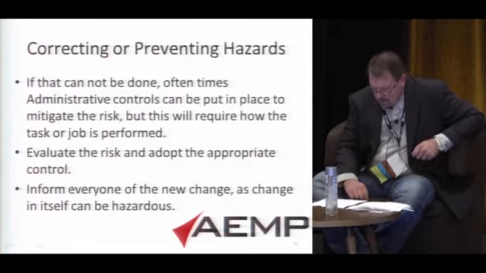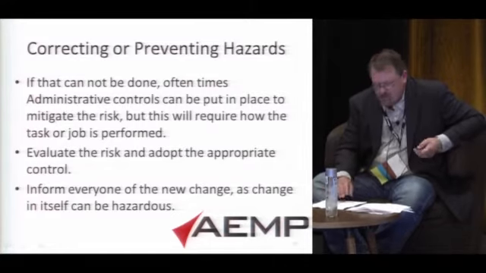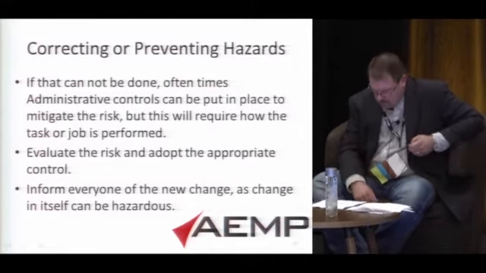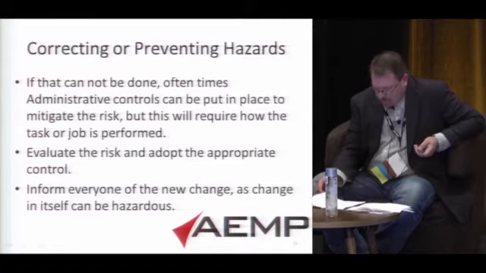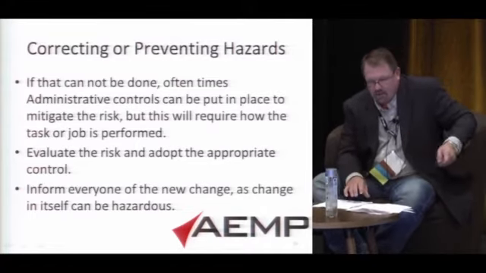If that can't be done, and oftentimes administrative controls can be put in place to mitigate that risk, it's going to require, most generally, another task or a job is performed. Evaluate the risk, adopt the appropriate control. Inform everyone of the new change. There again, change is where your incidents and accidents will occur.